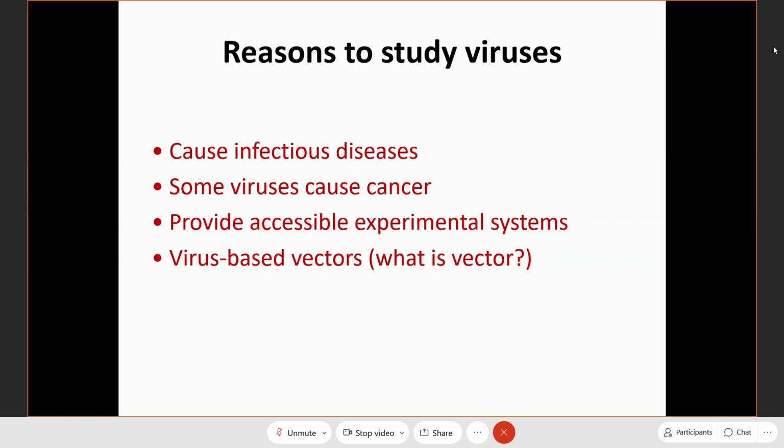Sometimes they can remain in the environment, for example in a dead animal, because dead animals still have some cells there. The cells serve as a protectorate and protect the virus. So the virus can cause infectious diseases, and some viruses can cause cancer, like the papilloma virus. Cervical cancer for ladies is actually caused by papilloma virus.